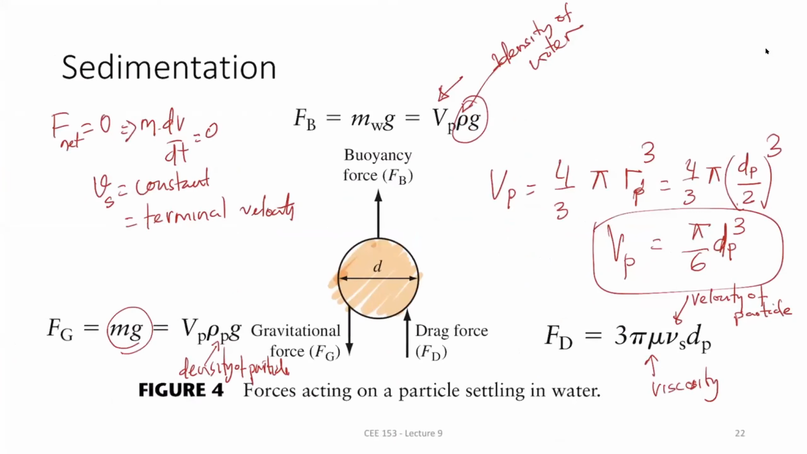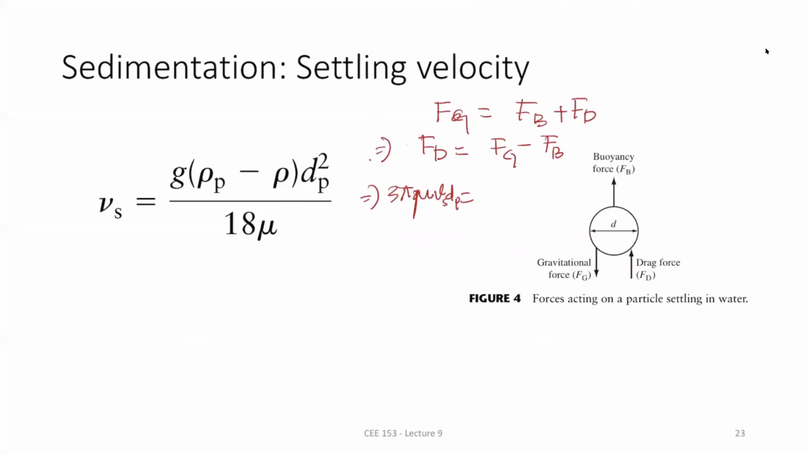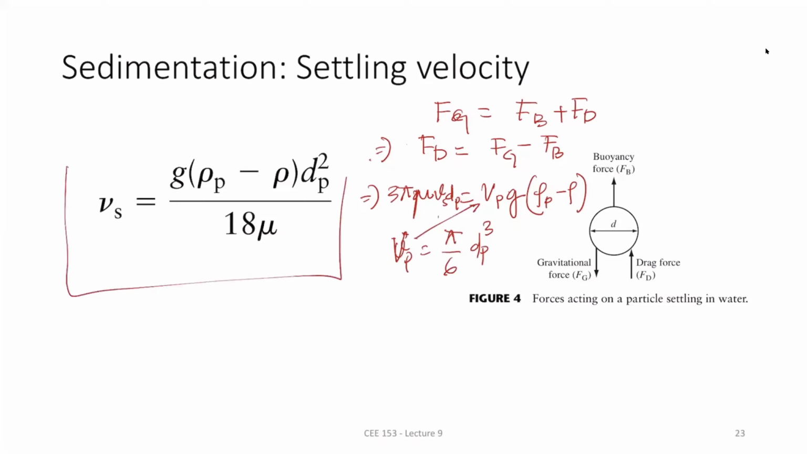If you see the size, this is volume of particles times density of particles times g. So volume of particles is common and g is common. So you take that as density of particles minus density of water. If you know what Vp, the volume of particles, is, we just solve it: pi by 6 dp cubed. You substitute that here and solve for Vs, and you should be able to get this one. Okay, so that's the final answer.